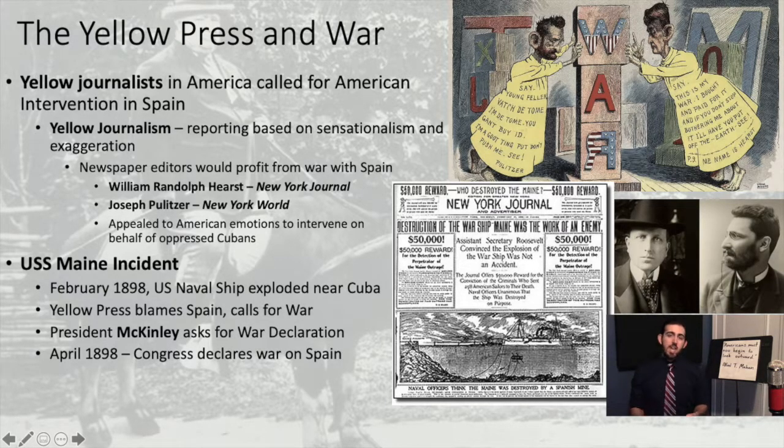The tipping point came in February 1898 when an American warship, the USS Maine, exploded in Cuban waters. Now, scholarship in the 1970s concluded that the ship was destroyed when an accidental fire ignited ammunition stores in the hull. But back in 1898, the Yellow Press quickly accused Spain of perpetrating an attack, one that killed 260 American sailors.